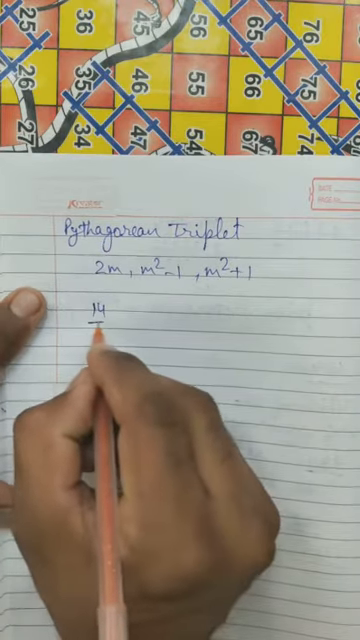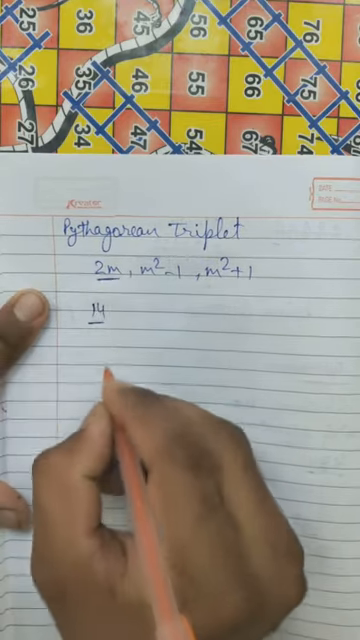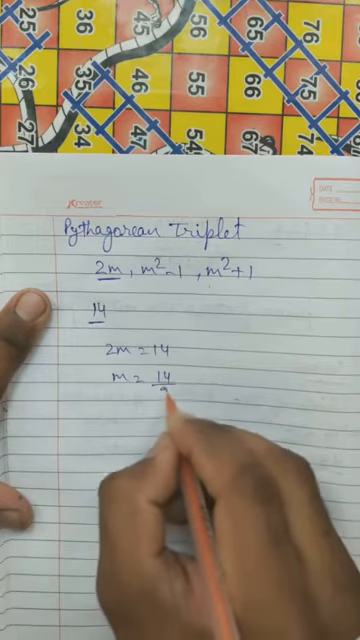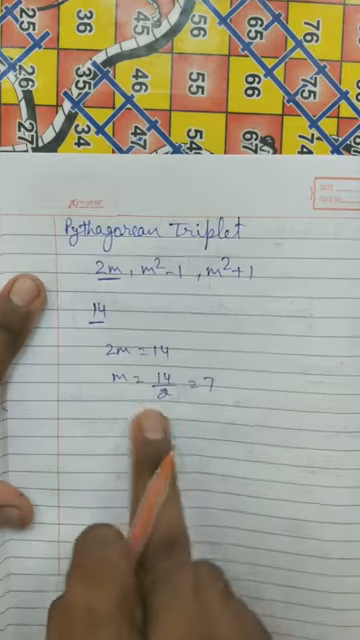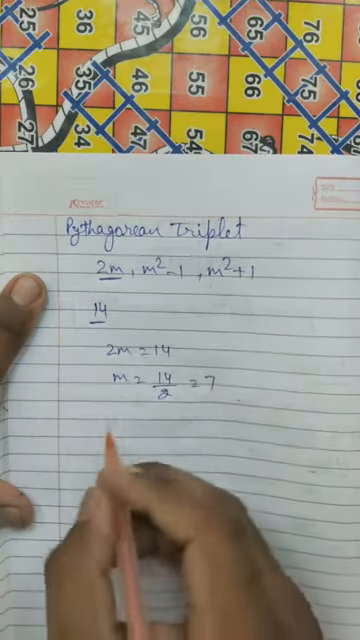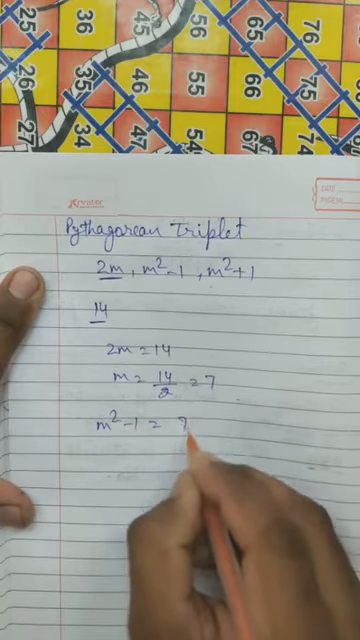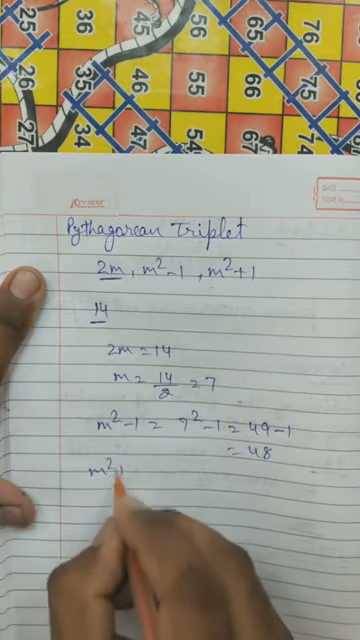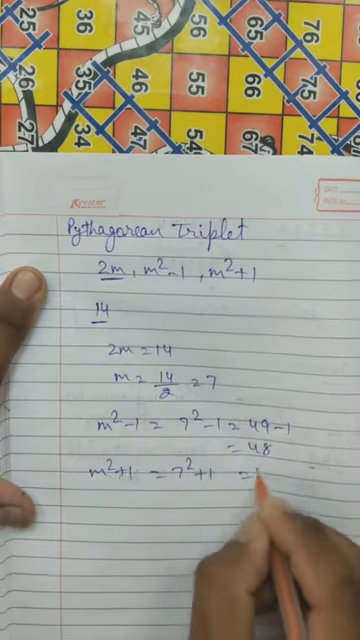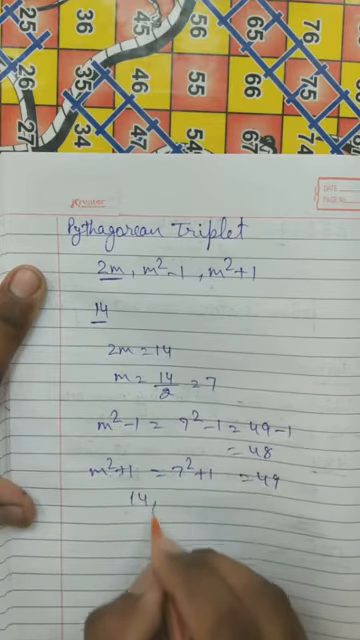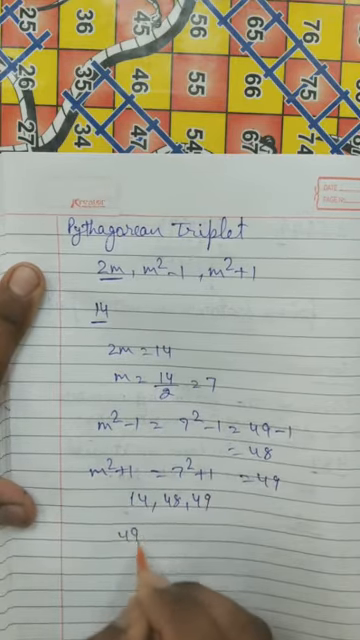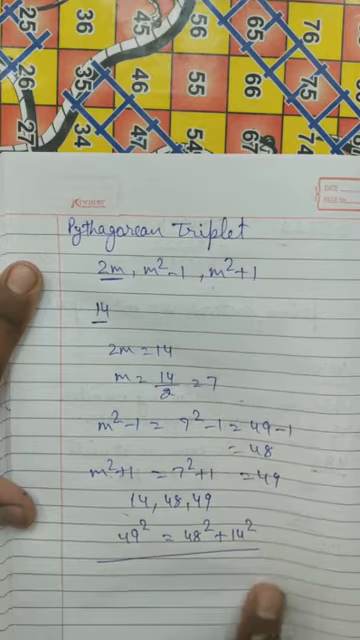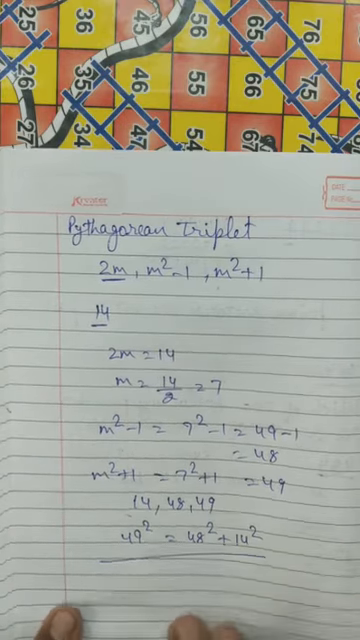For the even numbers, I specially suggest you equate with this only, like 2m equal to 14. So m will be equal to 14 divided by 2, that is 7. So m has the value 7, so by putting m here we get m square minus 1, that is 7 square minus 1, 49 minus 1, that is 48, and m square plus 1, that is 7 square plus 1, that is equal to 50. So the numbers are 14, 48 and 50. Here you can cross check: 50 square will be equal to 48 square plus 14 square. This is the Pythagoras theorem they are verifying.